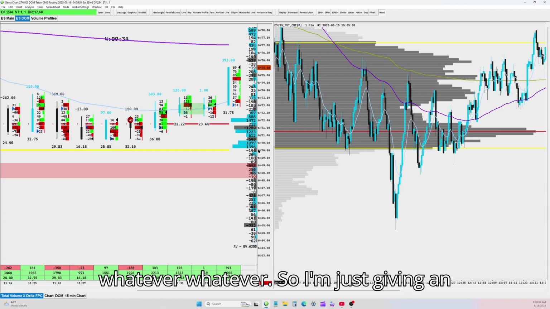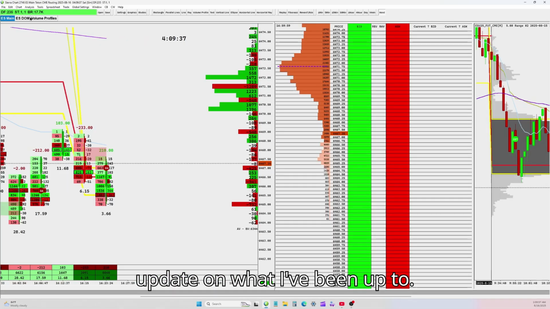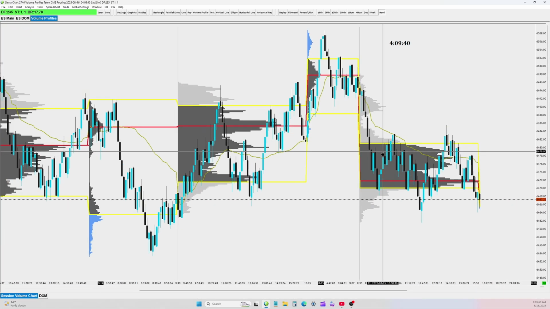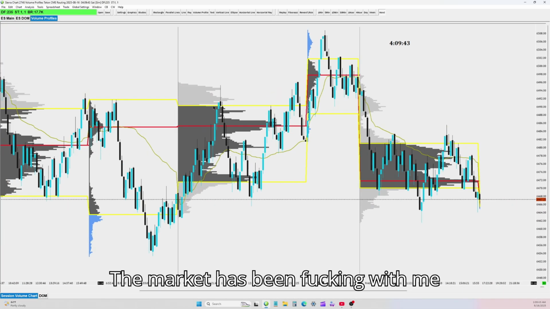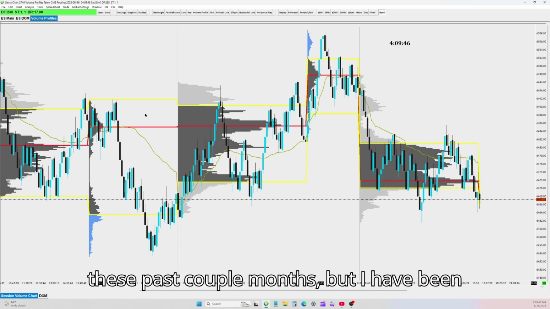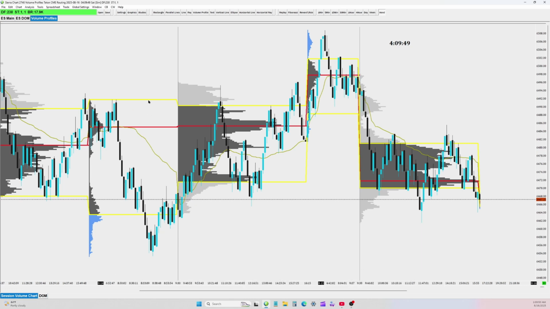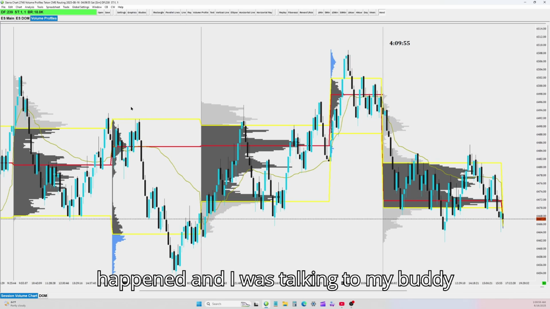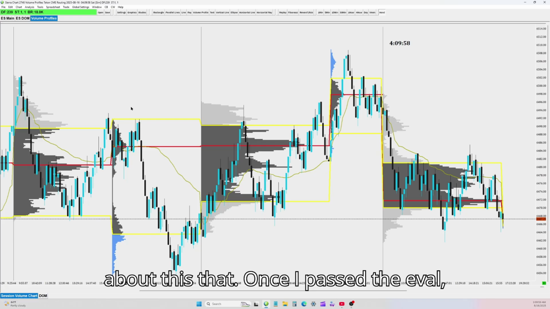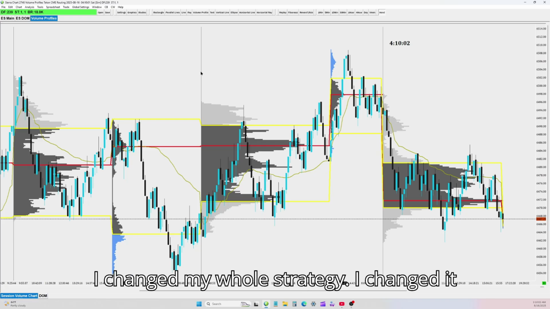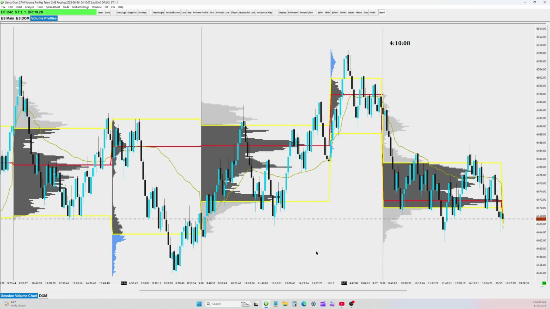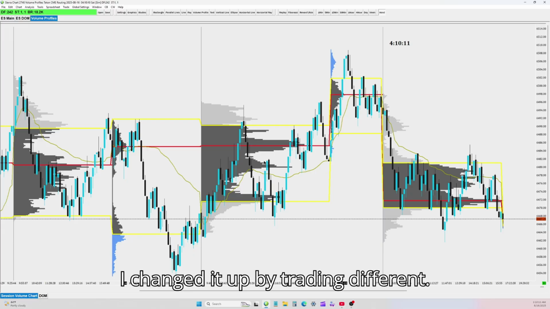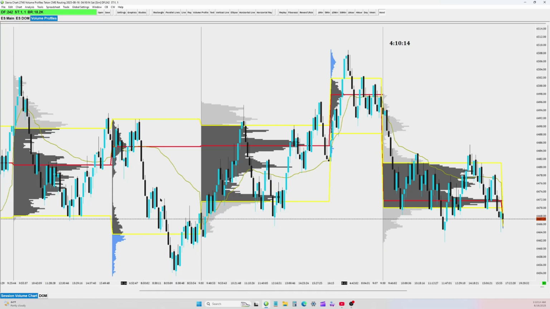So I'm just giving an update on what I've been up to. The market has been messing with me these past couple months, but I have been changing my strategy up. I was talking to my buddy about this: once I passed the eval, I changed my whole strategy. I changed it up by trading differently. I used to trade fast.